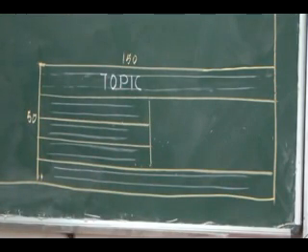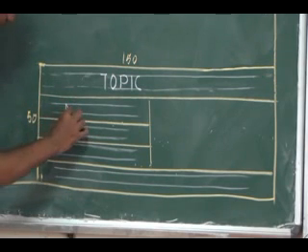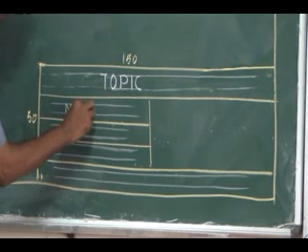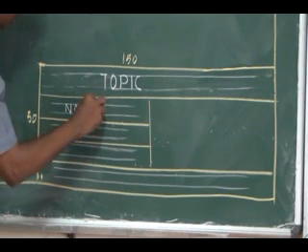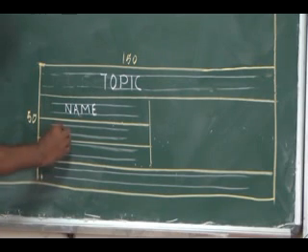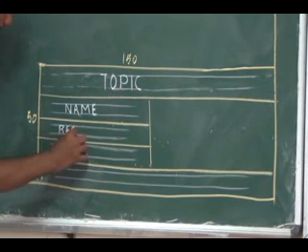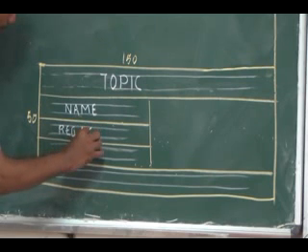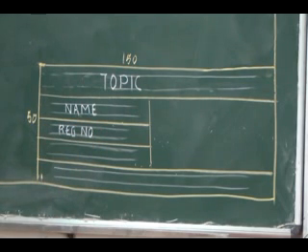So what can I write here? Here, you can write your name. Then in the next box you can write your roll number or register number. You have a register number. In the next box you can have your branch and section.